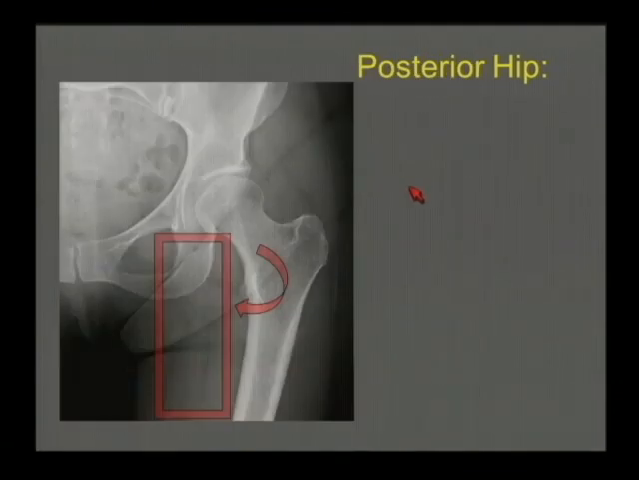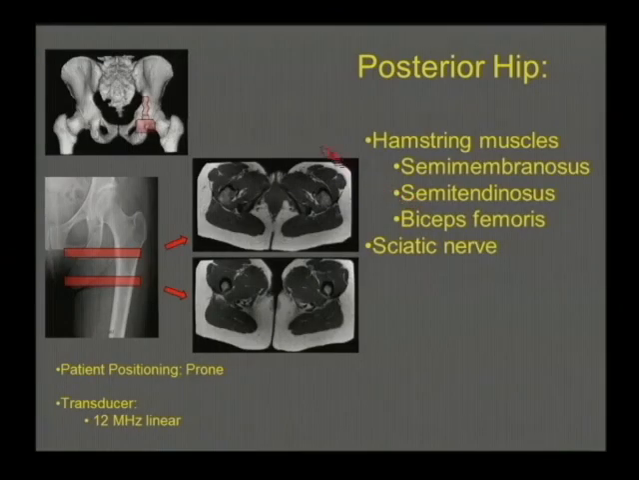All right, so next I'm going to move to the posterior hip. As you can imagine, we're going to reposition the patient for this part of the examination. They're going to be prone so that we can get at all the structures that we need. Again, I have some MR images, just giving you a general idea of what kind of muscular structures we're looking at and how they change going from the proximal hip more distally.